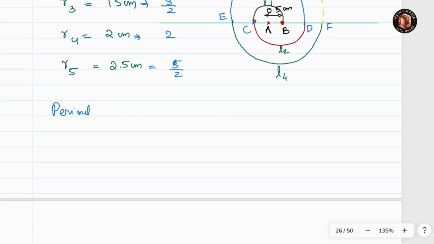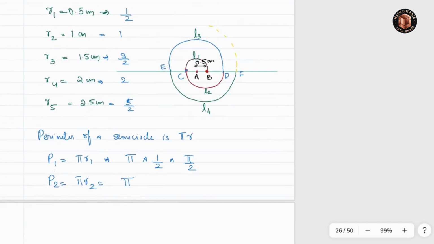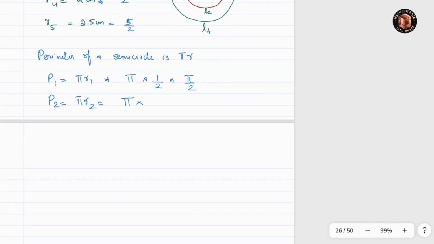Perimeter of a semicircle is pi r. P1 equal to what? P1 equal to pi into R1. R1 is 1 by 2, right? 0.5 means 1 by 2, which is equal to pi by 2. Now P2. P2 equal to pi into R2. R2 equals 1. Pi into 1 is equal to pi.